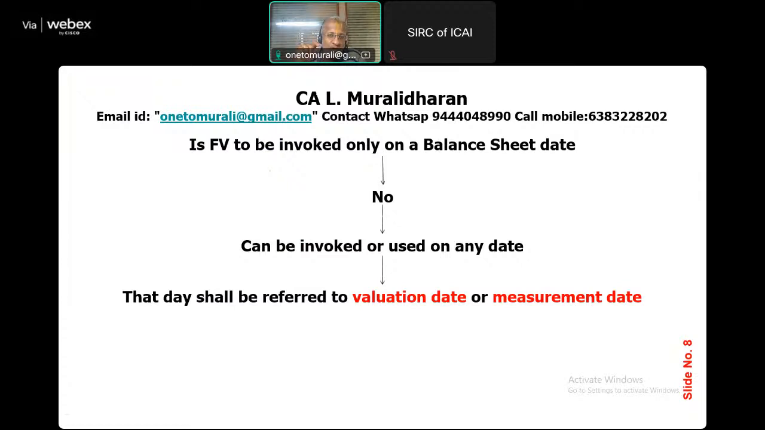So why I wanted to spend an extra bit of time on this is that I wanted to tell you that this is a very, very important accounting standard. Many students fail to apply it in this particular area. Very, very nice accounting standard.